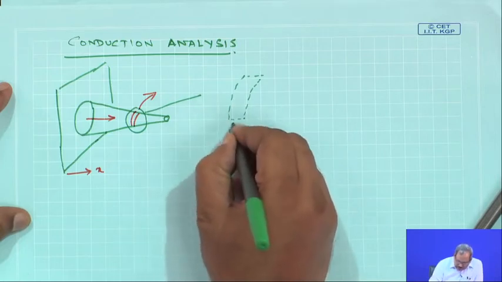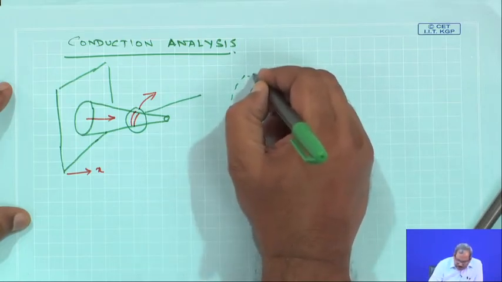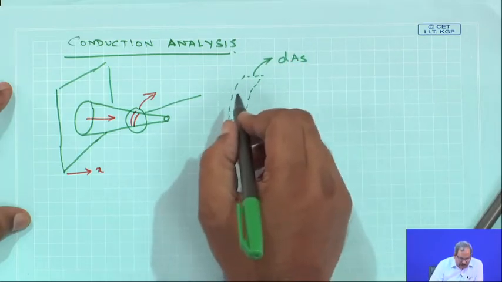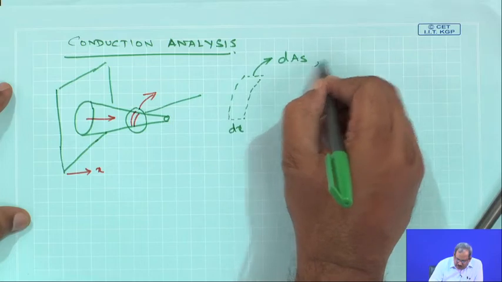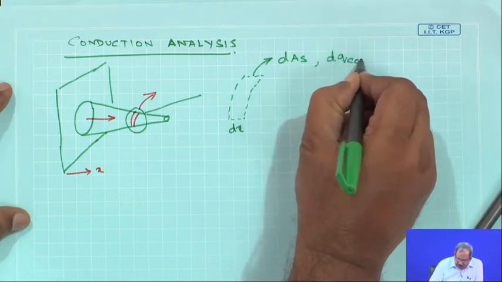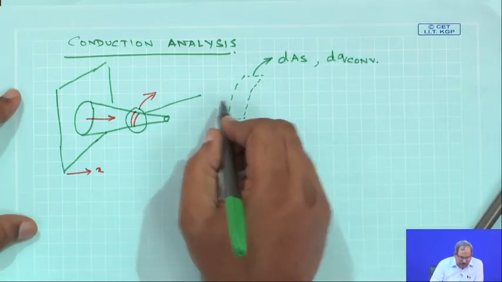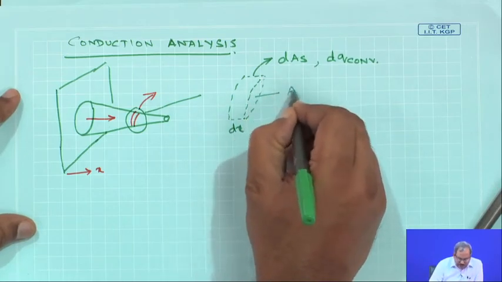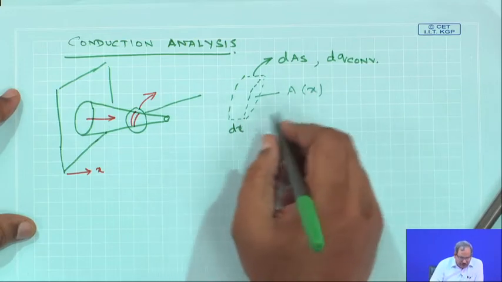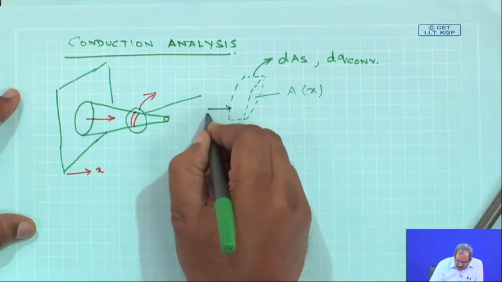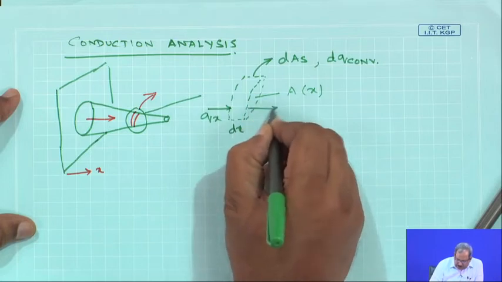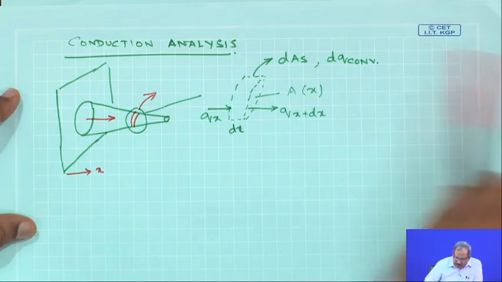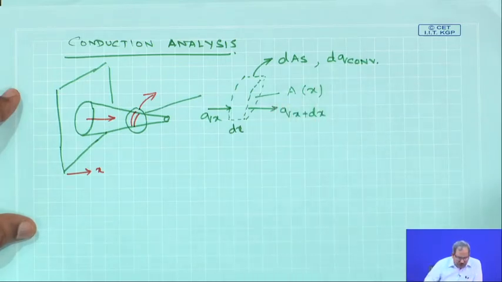So, this distance is dx, and this area available for convective heat transfer is dAs, which is going to lead to the convective flow of heat. This area could be a function of x as well. This is the cross sectional area. So, you have q x by conduction coming into the control volume, and q x plus dx, which is the heat going out of the control volume.